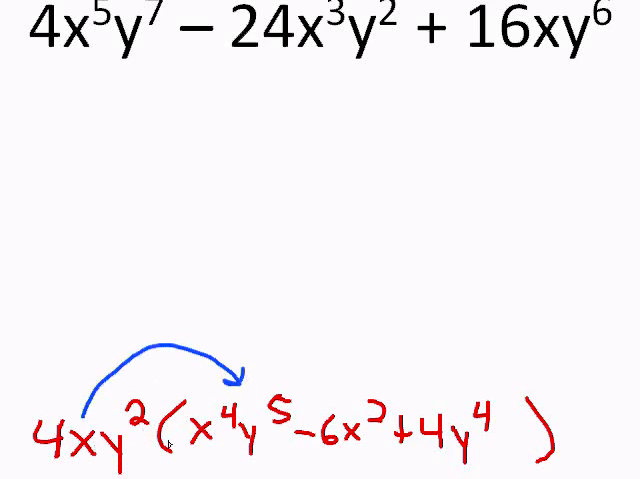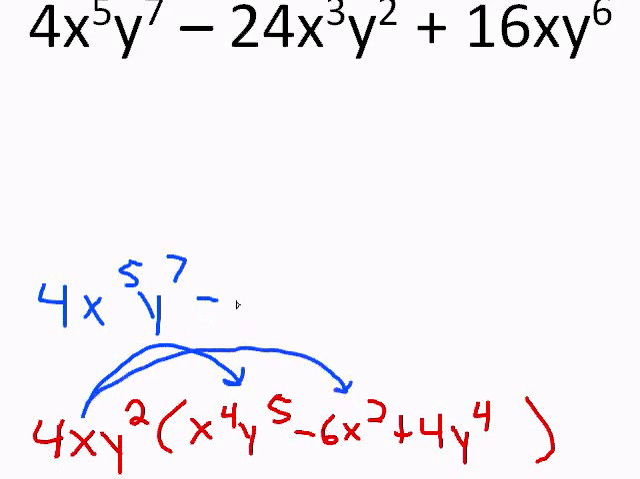4x y squared times x fourth y to the fifth. We multiply the 4 first, giving us 4. X times x to the fourth gives me x to the fifth. Y squared times y to the fifth, remember you add your exponents, gives me y to the seventh. Minus 4 times negative 6 gives me negative 24. X times x squared is x to the third. There's nothing to multiply y by, so it's just going to be y squared.